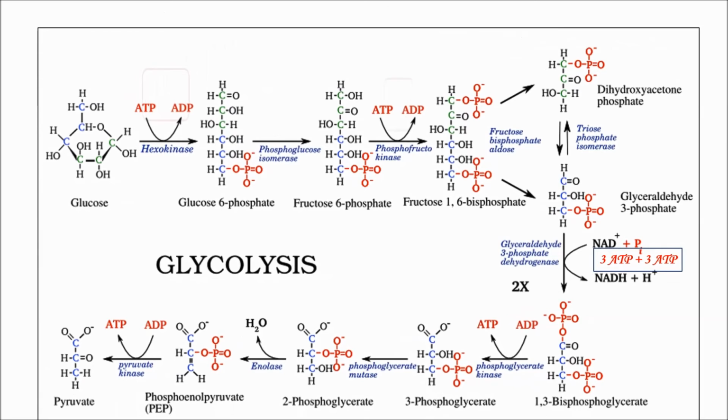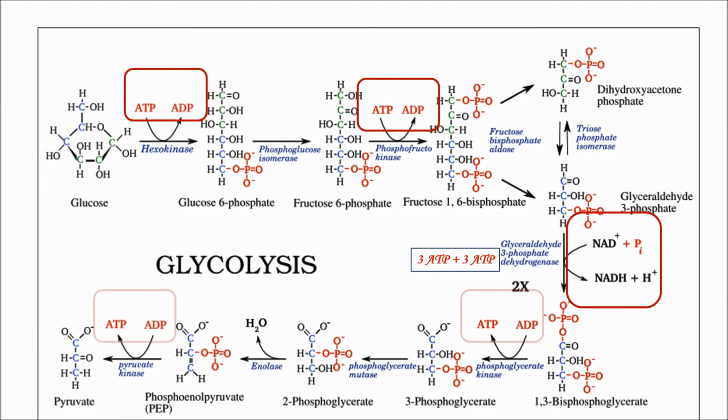If we look at the series of reactions that have taken place, you can see there are two places where ATP is getting converted to ADP. That is, two ATPs are consumed. But in the payoff phase, there are two positions where ADPs are converted to ATP, and every time there will be 2 ADP converted to 2 ATP. So there will be 4 ATPs generated there.